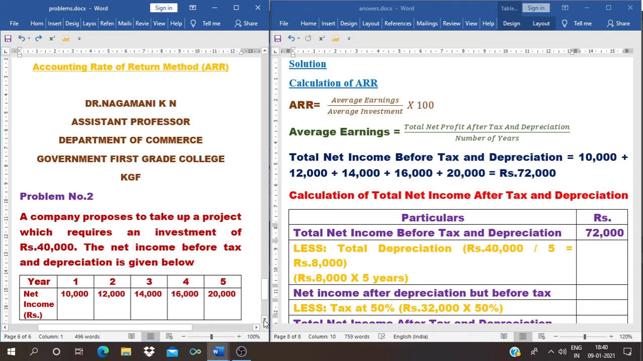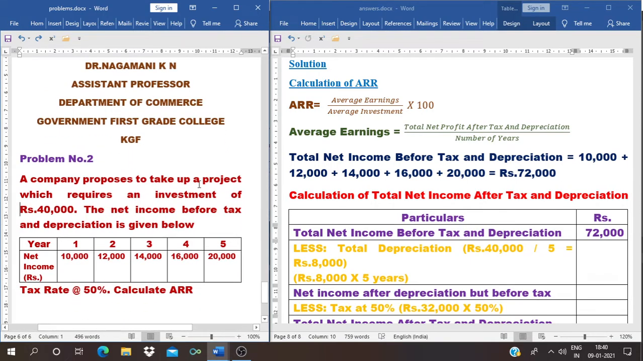Come, let us see the problem first. A company proposes to take up a project which requires an initial investment of rupees 40,000. Here, initial investment for a project is given, that is 40,000. The net income before tax and depreciation is given below.